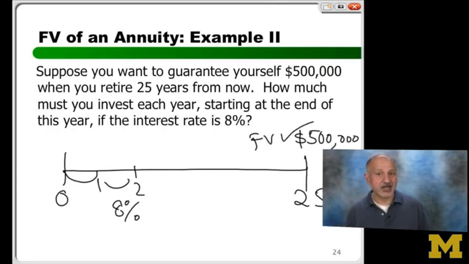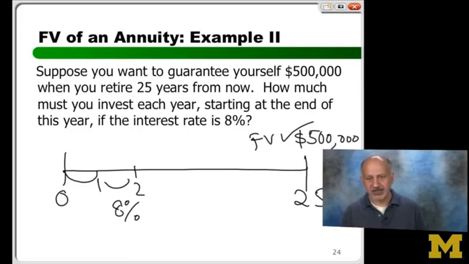So the question being asked is, suppose you want $500,000 when you retire 25 years from now. How much must you invest each year, starting at the end of this year, if the interest rate is 8%? Now, I repeat again, I'm choosing 8%, but actually you are choosing 8%. Not the exact number, but the strategy. And for 8%, you better be invested in something risky. You're not going to get 8% from the bank. Okay? So $500,000 you need at retirement, right?